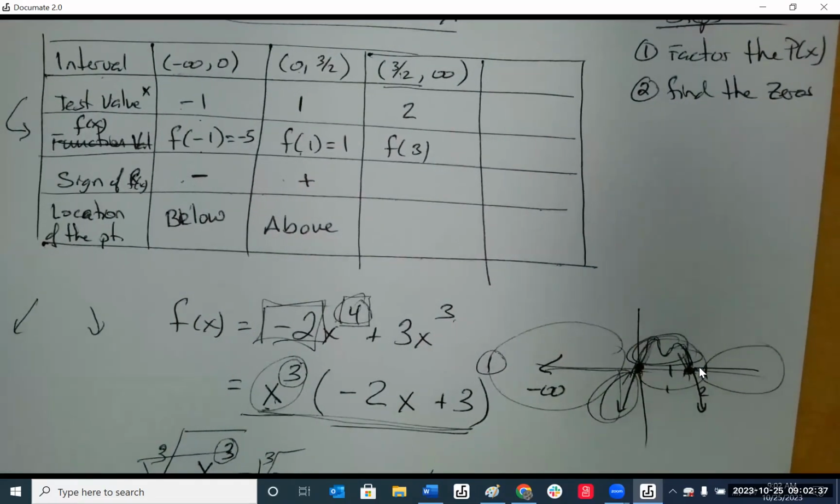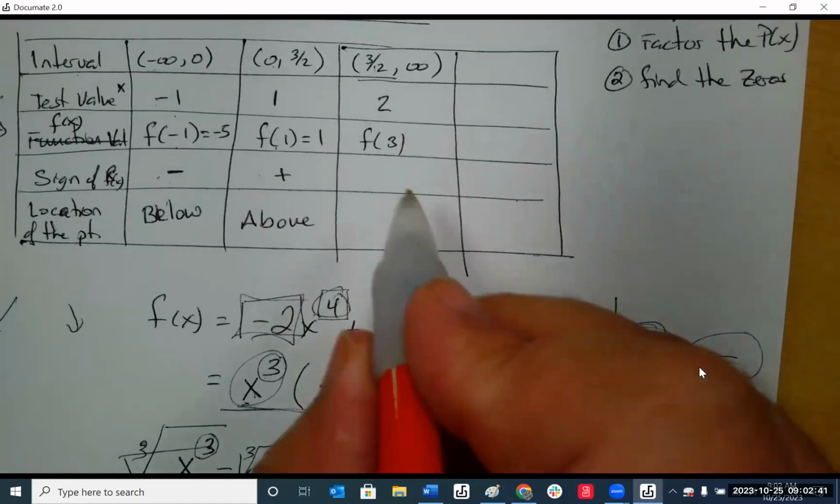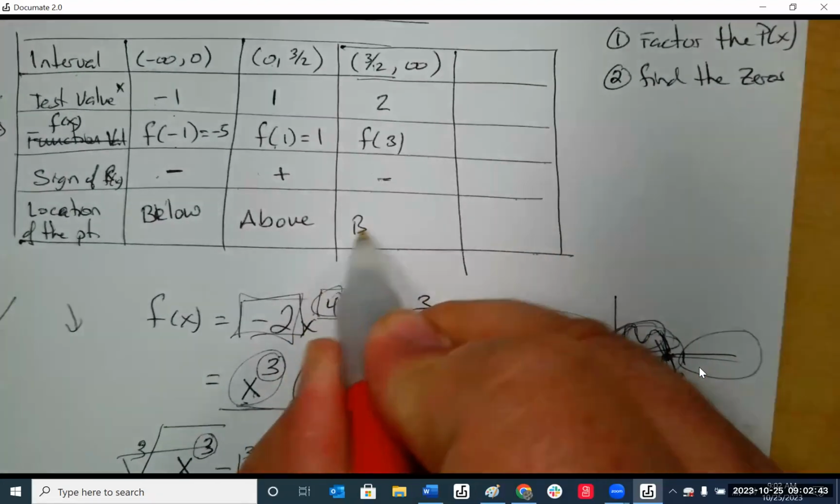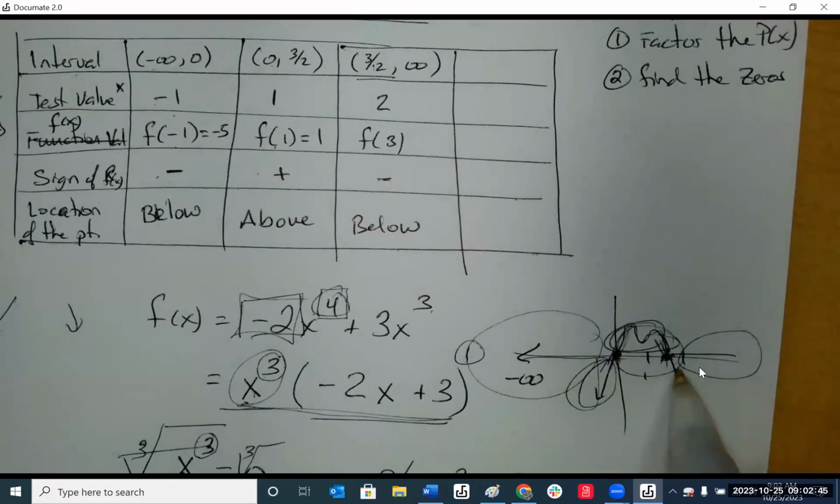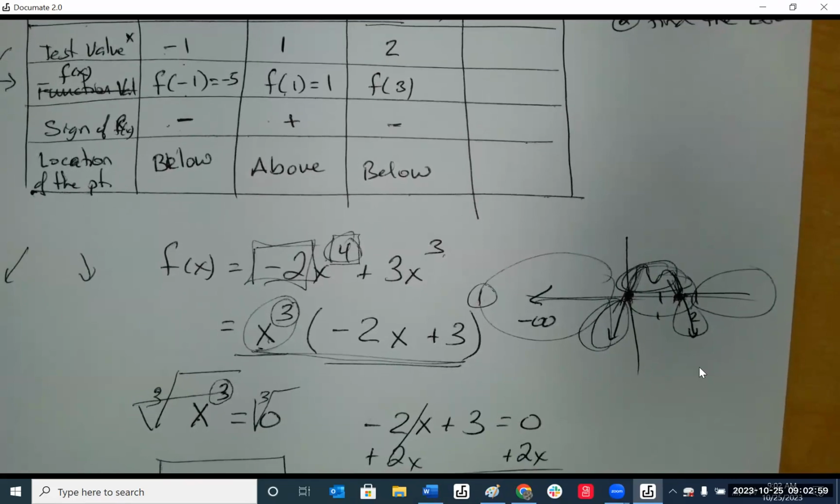Sure enough, that's what we decided. And if we do 3 we're going to get a negative number. It's below, because that's what we decided already. So that's what this table is used for. So you can see the basic shape of your graph, where it's going to be above or below the x-axis.